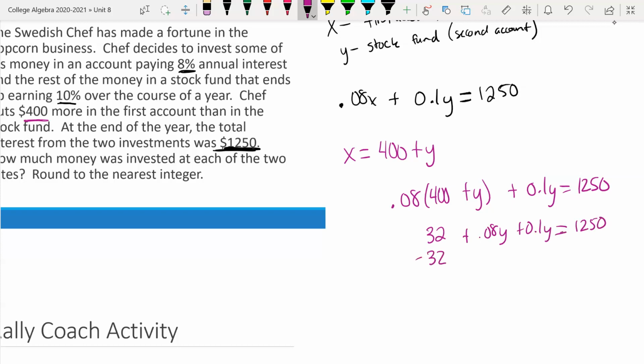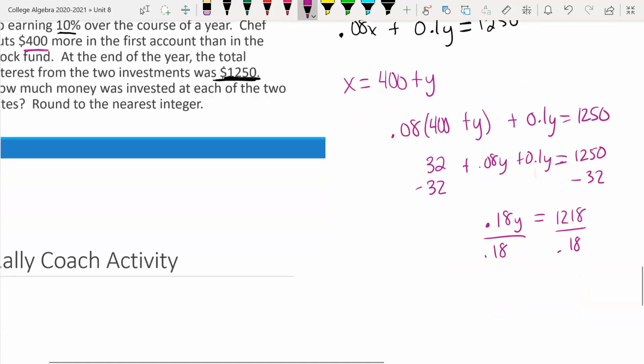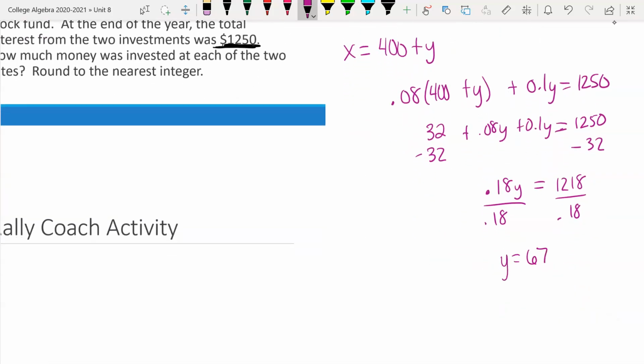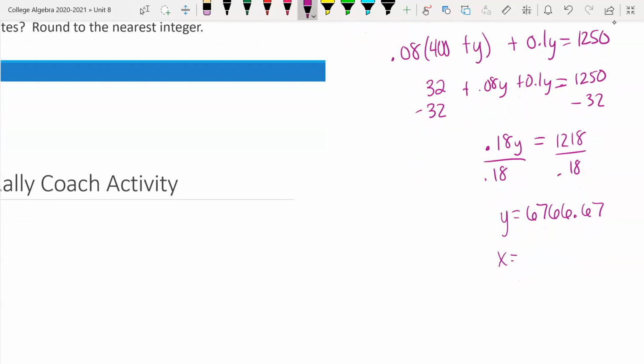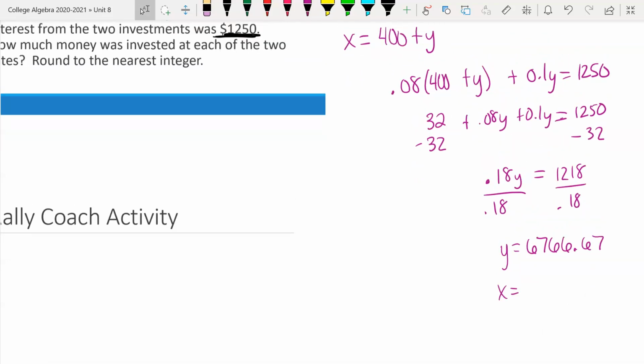I'm going to subtract my 32. I get 0.18y equals 1,218. I'm going to divide by 0.18. And I'm going to get y equals $6,766.67. So then the first one, you just take it and you add 400 to it. So I'm going to add 400, and I'm going to get $7,166.67.